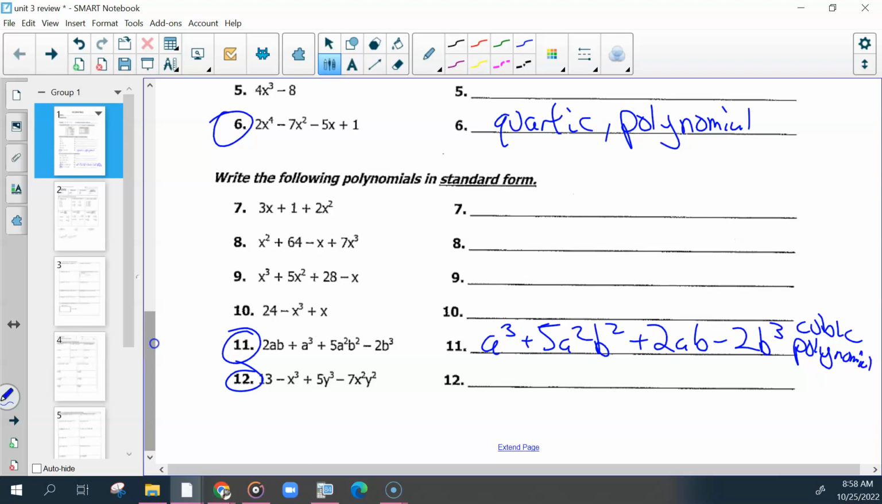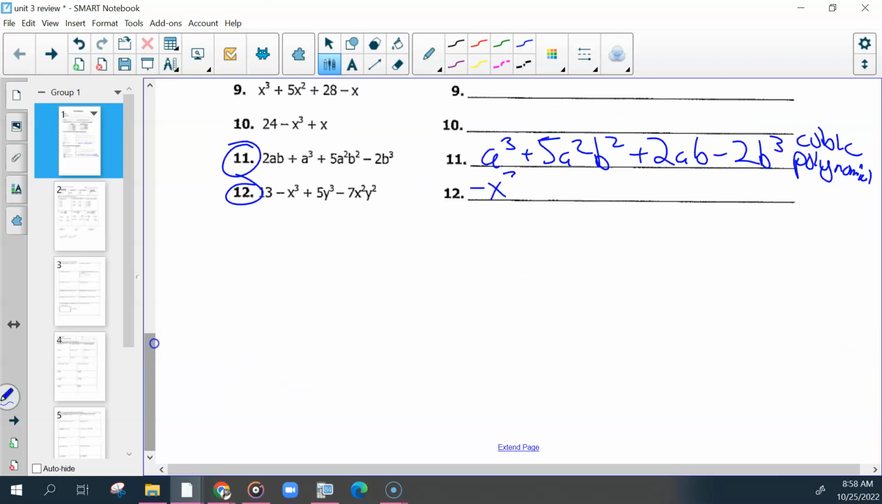For 12, highest exponent goes first, but it has to be in ABC order. Negative x to the third would go first. And then negative 7x squared, y squared. And then 5y to the power 3 plus 3. Constants always go at the end.